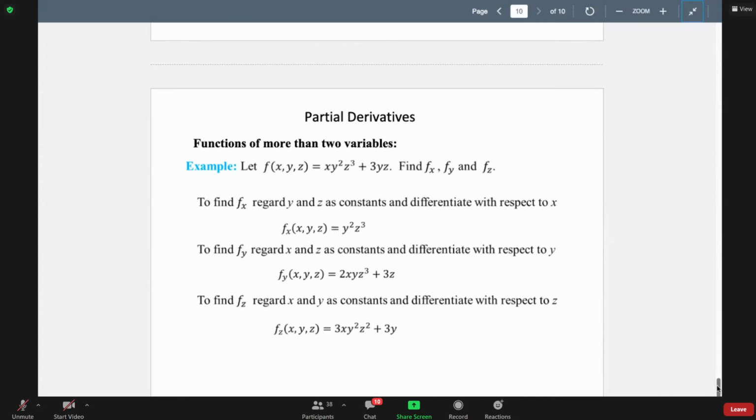So again, you can do this in any number of dimensions. Most of the time we will deal with 2 dimensions, but you see this also works for 3 dimensions and any number of variables. So again, for f of x, to differentiate with respect to x, keep y and z constant. To differentiate with respect to y, keep x and z constant. To differentiate with respect to z, keep x and y constant.